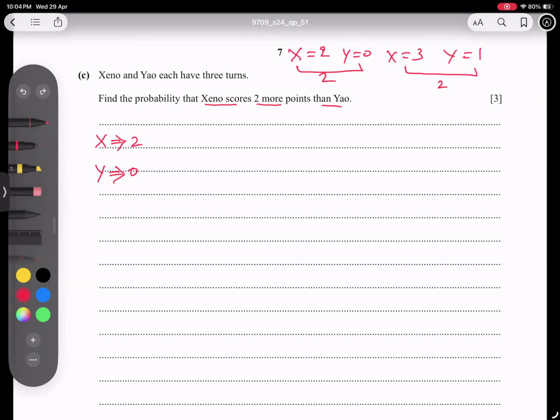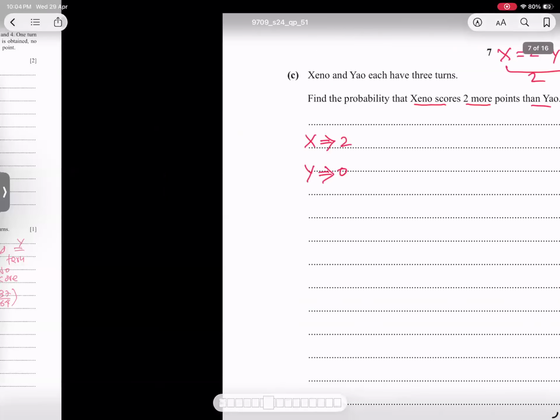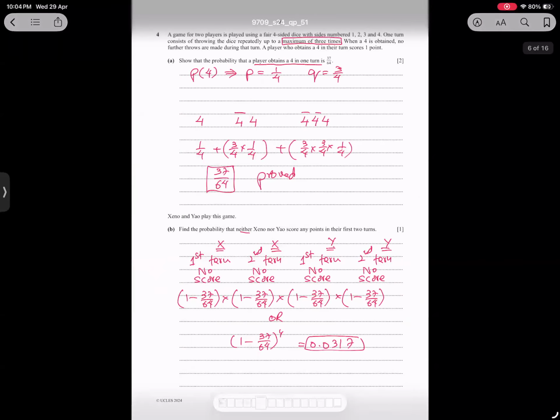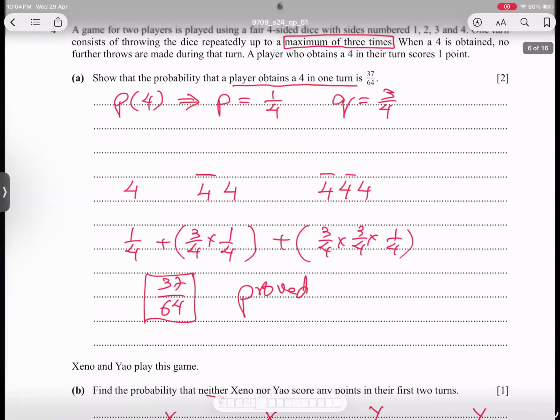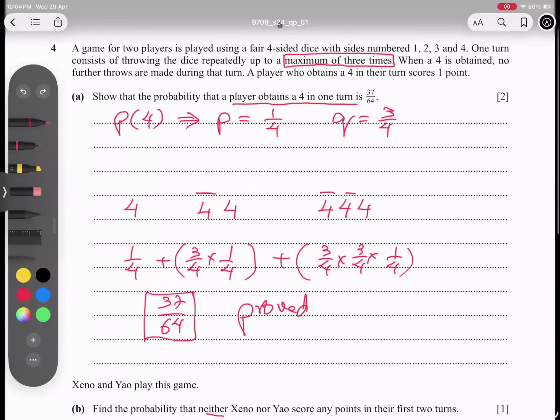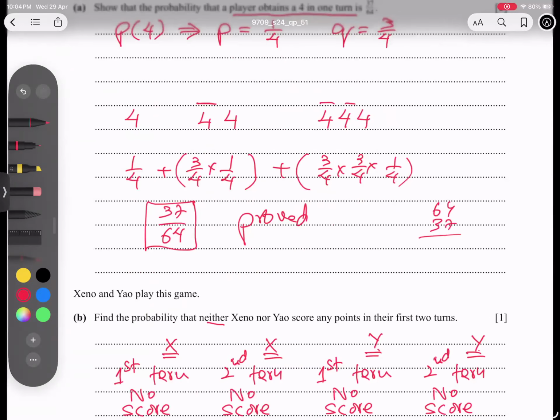You know very well, we go back and look at the scoring and not scoring. If the scoring probability is 37 over 64, then not scoring is 64 subtract 37, which gives 27. So 37 over 64 is for scoring, and 27 over 64 is for not scoring. I just take these values and bring them to another page.